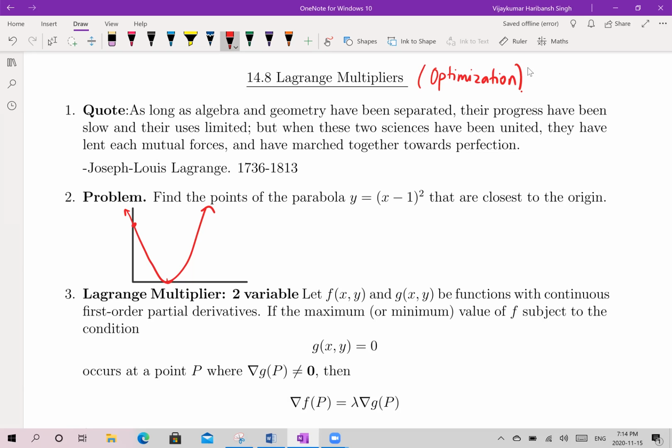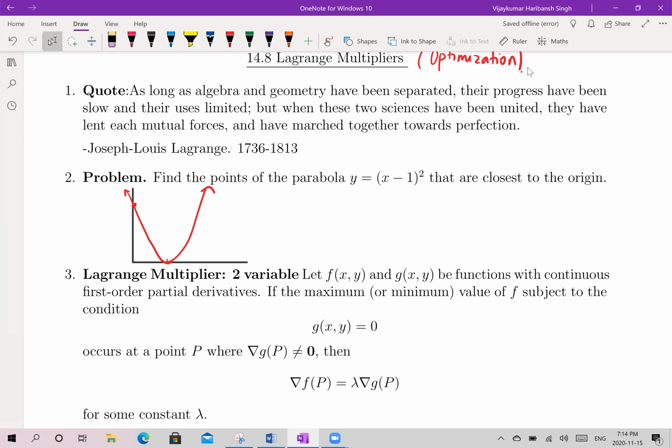Okay, so with that, let's try to see what this optimization method is about. So consider the following problem. Find the point on the parabola y equals (x minus 1) squared that is closest to the origin. So suppose you have a point here, (x, y). The distance of this point, d, is going to be the square root of x squared plus y squared, right? So you want to minimize this distance, d.